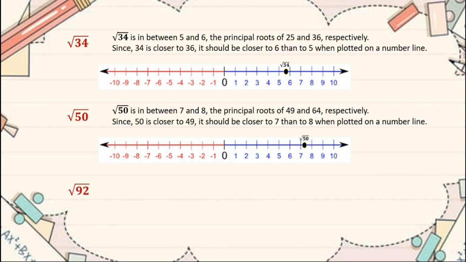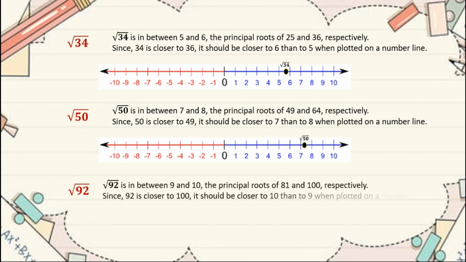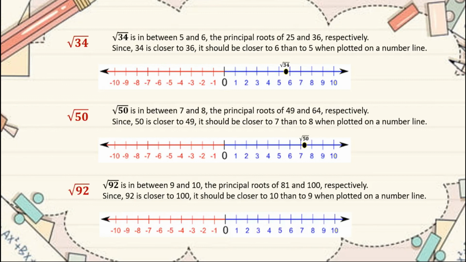How about the square root of 92? So it lies between the perfect square numbers 81 and 100. Therefore, the square root of 92 should be between 9 and 10. And since 92 is closer to 100, it should be closer to 10 when you plot it on the number line. So again, the square root of 92 should be here between 9 and 10, and it must be closer to 10. And that is the square root of 92.